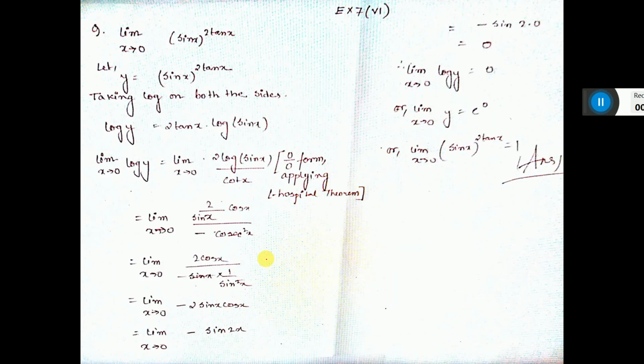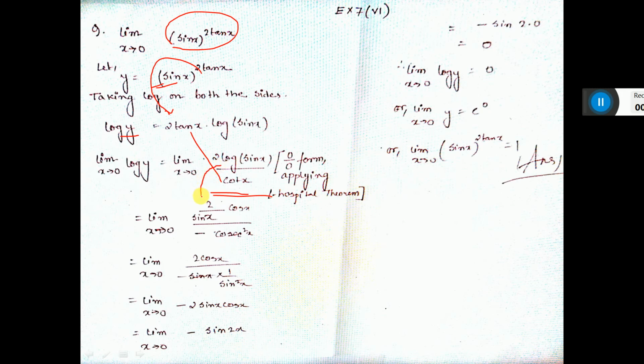This one you do, this one let me explain. Consider this y. Now if you take log, then log y equals, if you take log here, this 2 tan x will jump and come to the front. Then tan means 1 by cot, to make it 0 by 0 form. Since it is 0 by 0 form, the L'Hospital theorem applies.